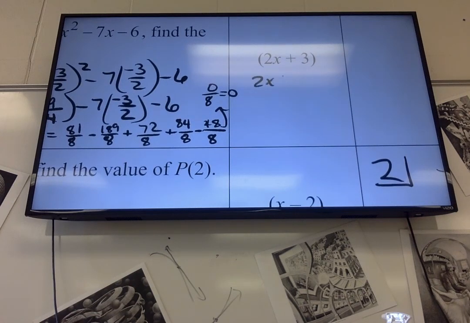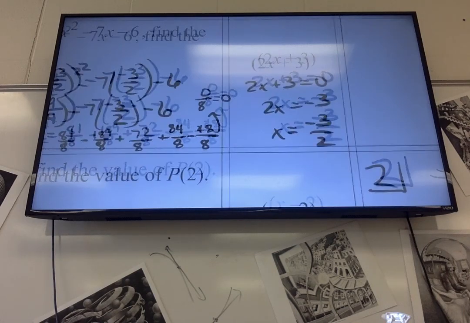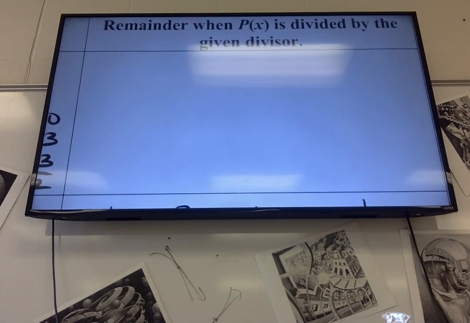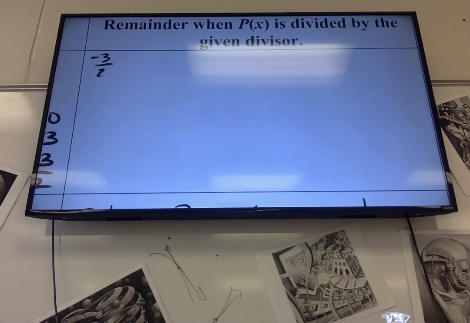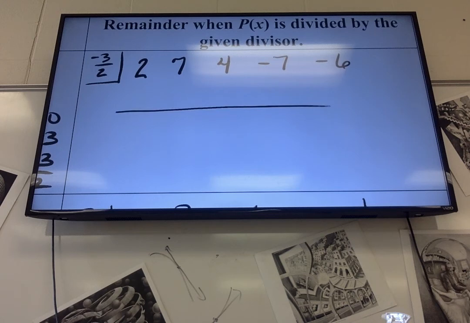So I take 2x plus 3, set equal to 0. I'm dividing by negative 3 over 2. So I want to find the remainder. So I have negative 3 over 2, and I use the numbers for the p of x. So that's 2, 7, 4, negative 7, and negative 6. And we're just trying to find the remainder.